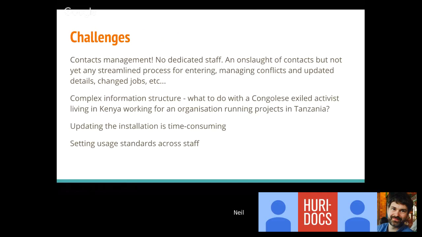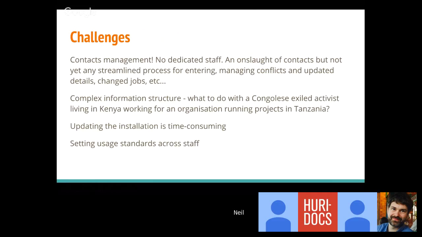And then there are so many complexities to working with people. So the example here we have is a Congolese human rights defender who's been pushed into exile. Now they're living in Nairobi, and they're working for, say, Transparency International on a project that's in Tanzania. So you have to keep track of someone's country of origin, maybe if we gave them a grant, but we need to know their address so that we can meet them if we're somewhere. And if we're discussing a project in Tanzania, we would want to get in touch with them. So is it feasible to keep track of all these things?